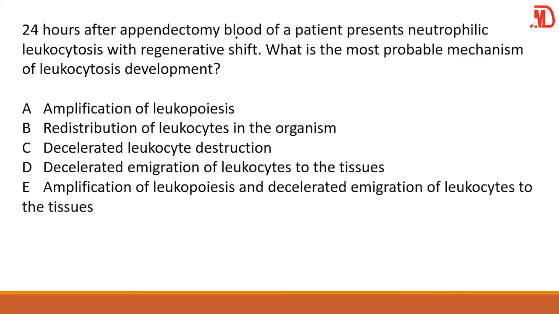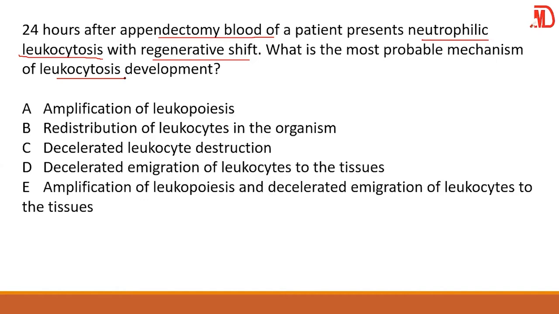24 hours after appendectomy, the blood of a patient presents with neutrophilic leukocytosis. Of course, anytime there is an infection or something going on in the body, what happens first is neutrophilic leukocytes go there to start finding out what the problem is. Then they call other inflammatory cells to come into place. As a result, there's a regenerative shift. What is the most probable mechanism of leukocytosis development? Of course, we are talking about amplification of leukopoiesis. First of all, neutrophilic leukocytosis is simply an abnormally high number of neutrophils.